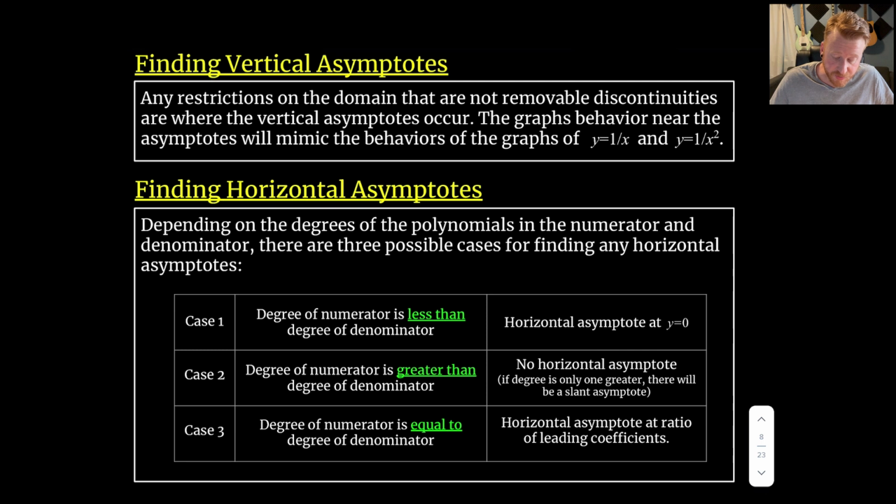Okay, so finding vertical asymptotes. I mentioned this before. Any restriction on the domain that is not a removable discontinuity is where the vertical asymptotes occur. So the graph's behavior near the asymptotes will mimic the behavior of the graphs of 1 over x. What I mean when I say this is, around here, the asymptote is at x equals 0. You can see they're going opposite directions, or they'll look like the graph of 1 over x squared, where at the asymptote, the function is headed in the same direction. So they'll either go opposite ways or they'll go the same way.